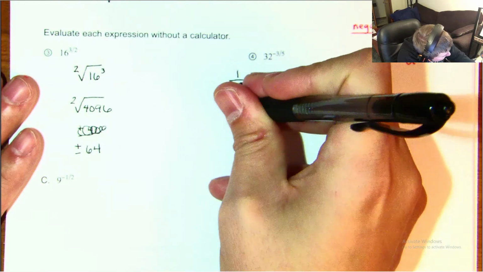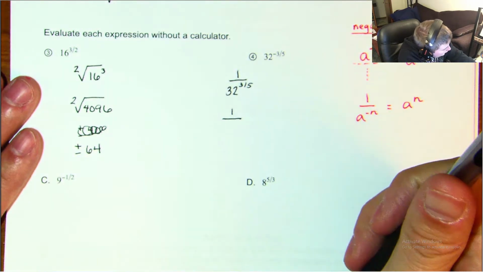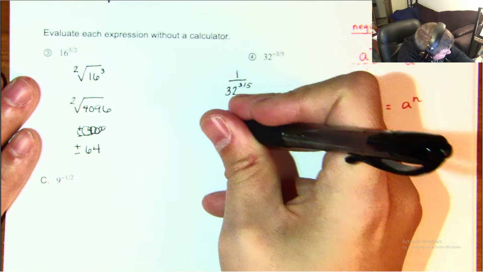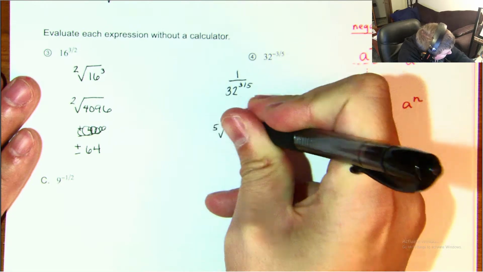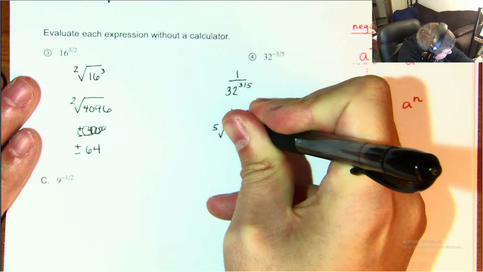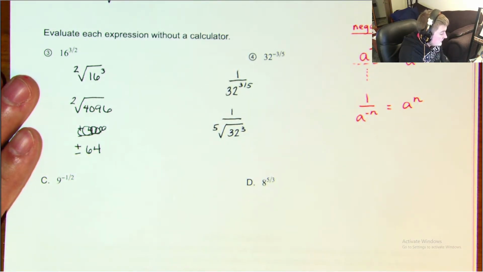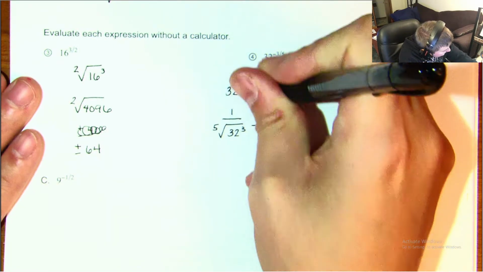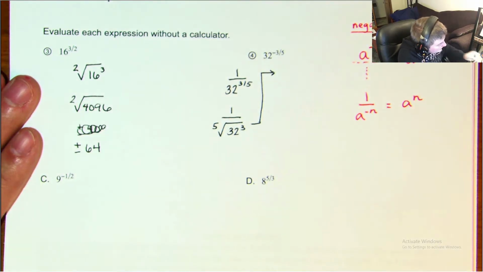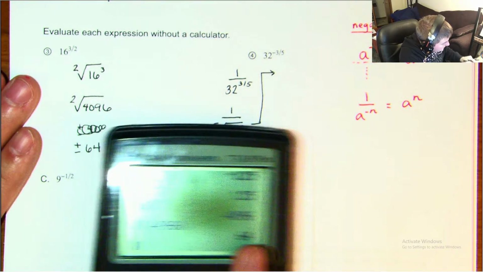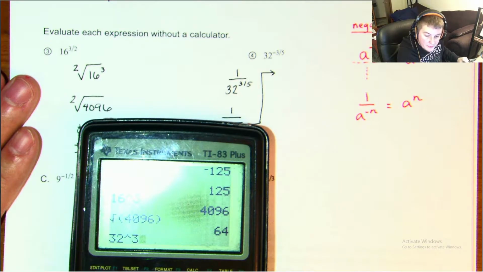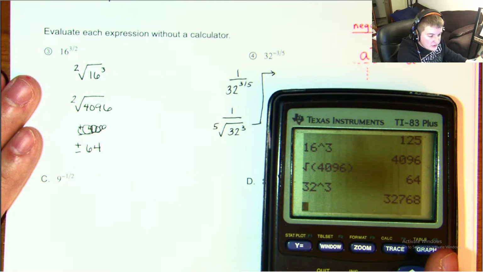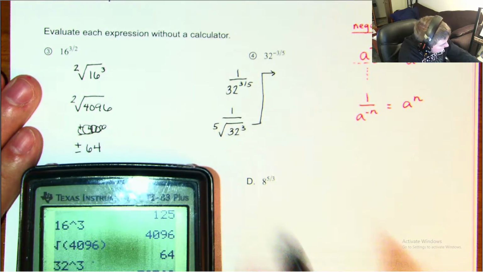So what we can do here is say 1 over, I'm taking the 5th root of 32 to the 3rd power. Okay, and then I'm going to finish my work up over here. Now I just got to figure out what 32 to the 3rd power is. So 32 to the 3rd power is a large number, 32,768.